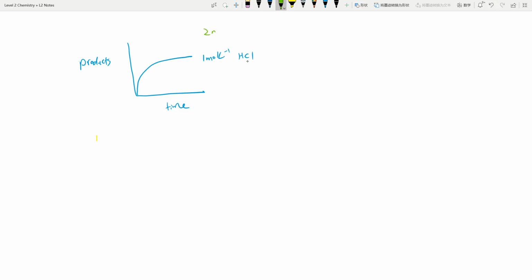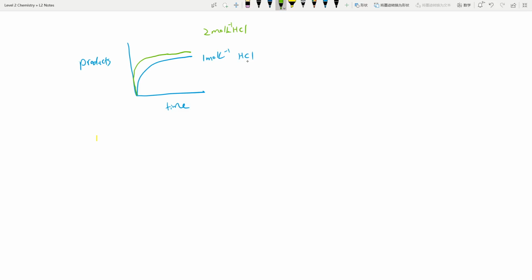So if we have the same graphs, this is products, this is time, they may ask you to label this on the graph. Let's say if this is 1 mole per liter HCl, and they ask you to draw 2 mole per liter HCl on the same graph, how would you draw this? It's typically this. You have more, well, don't make it that steep, but then you end up making more products because the two lines don't join together.